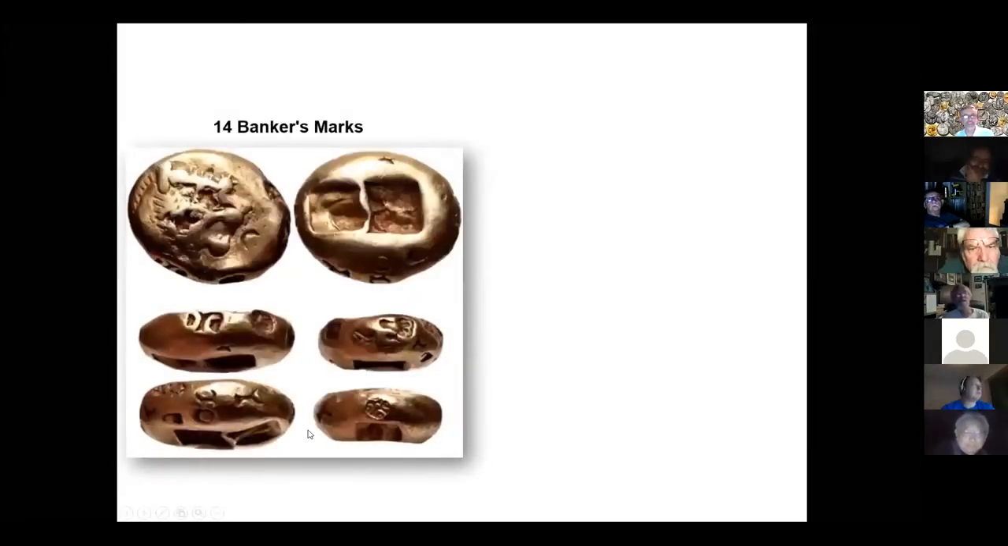To prevent forgeries from circulating, they came up with some ideas. They used banker's marks. This early Libyan coin has 14 banker's marks on it. It's a very, very remarkable example. So every merchant handled it, put his own mark on it, and it became something historic in its own right.